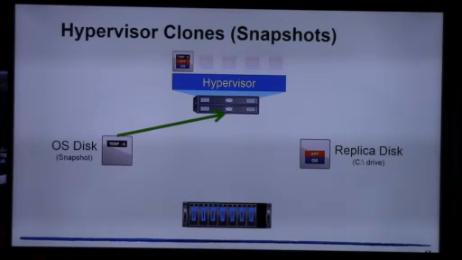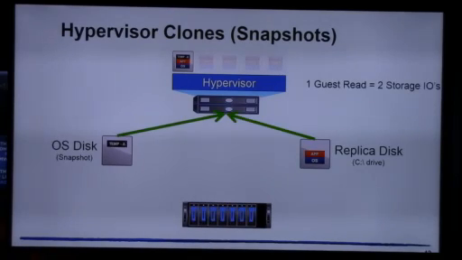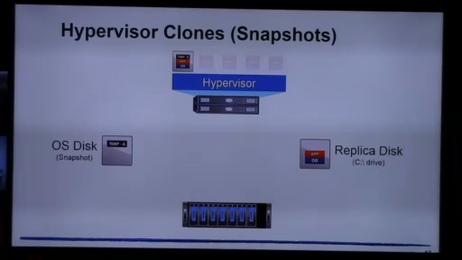When we do a read from the OS disk or from the guest, we end up having to read metadata, and then we actually do the read of the data block itself. So this means that every one read from the guest operating system is two reads to storage. And the same thing holds true for writes.